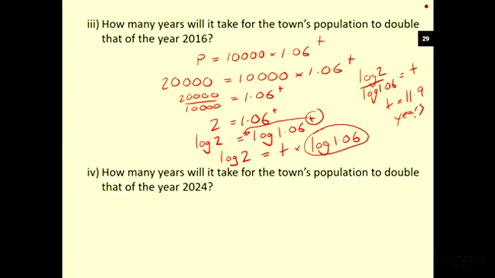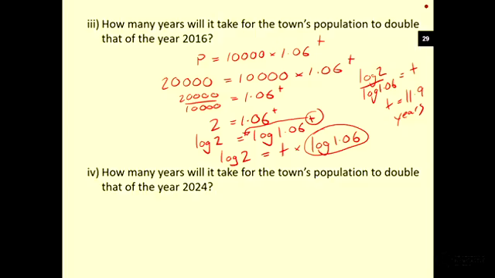Okay, how long did it take? 11.9 years. So it took 11.9 years to double its population. 10,000 people became 20,000 people after almost 12 years.